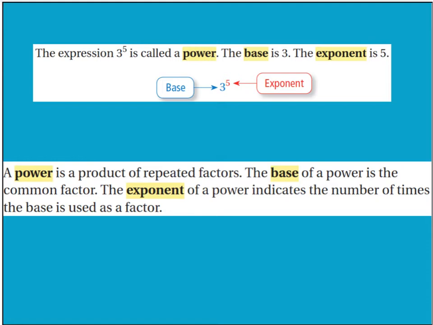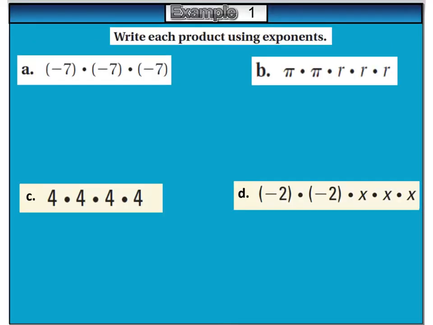A lot of this you already know, so I'm not too worried about it right now, but you need to know that this whole thing is called a power. The base is the 3 and the exponent is the 5, and you just have to know the parts of that. So we just have to practice writing numbers instead of repeated multiplication. We're going to write it using exponents.